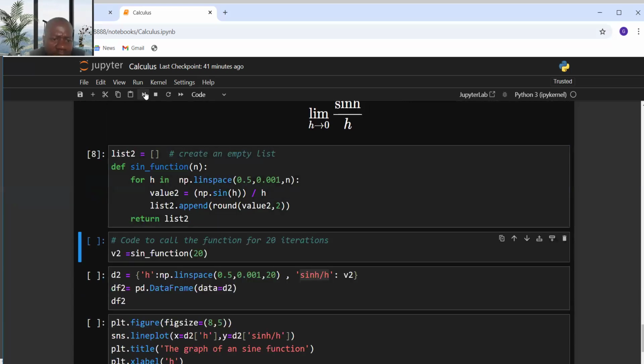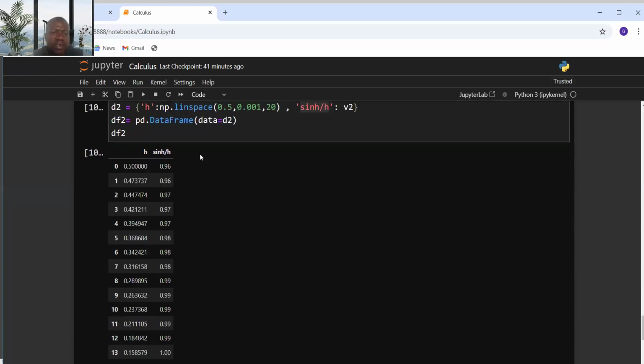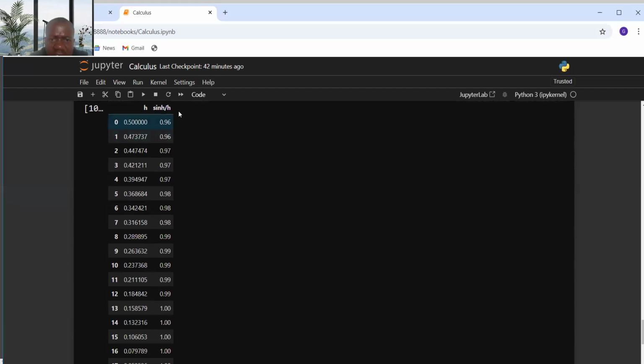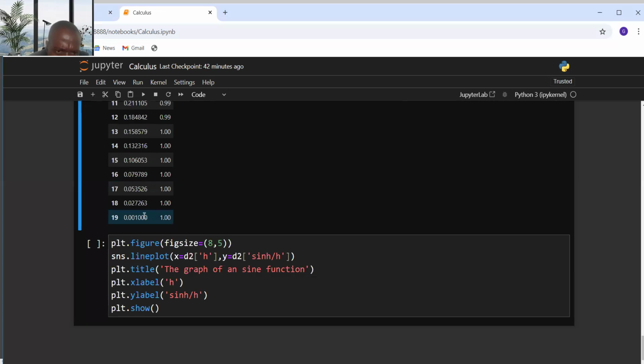Now let's compute with 20 iterations. You can easily see that when h is 0.5, sine h over h is giving us 0.96. But when we reduce the value of h, it is giving us 0.96 still the same, then 0.97. You see now that when h decreases, when h approaches 0, then sine h over h is actually approaching 1, it's becoming 1. So let's now run this.